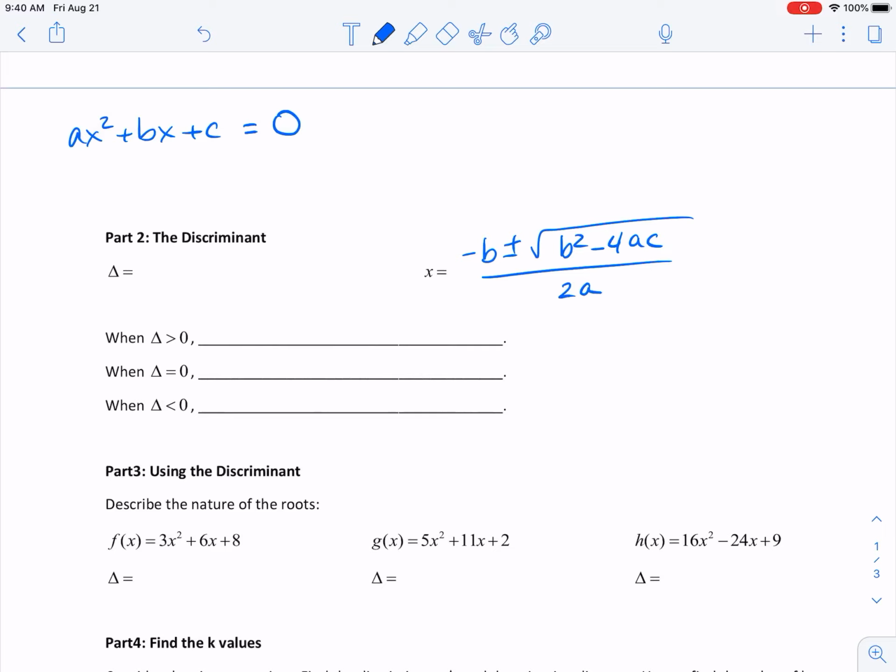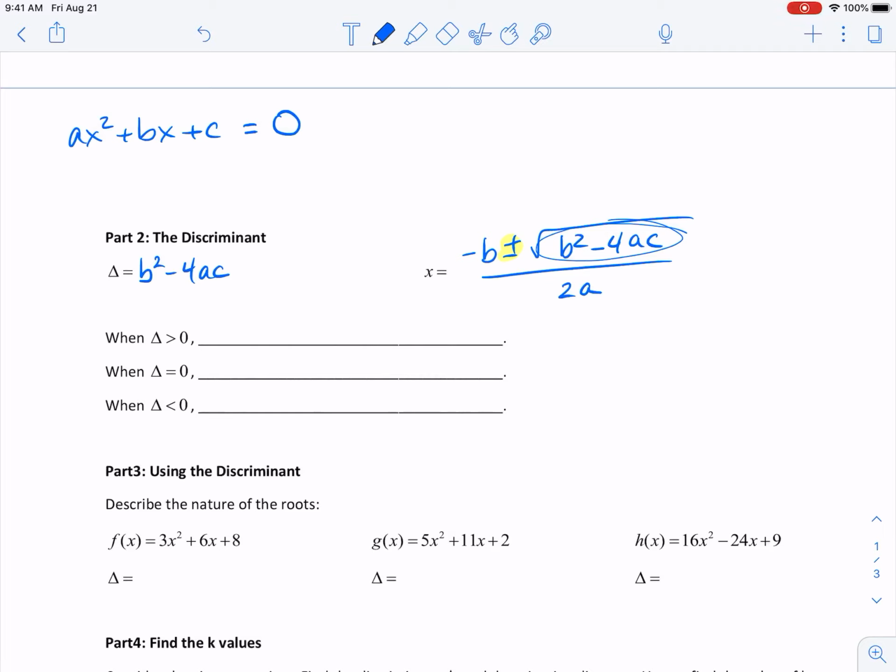So in this formula, we have this plus or minus, so it's possible to get two answers. We could have negative b plus that square root sign or negative b minus that square root sign. What we've done is we've called that part the discriminant, and they like to use that triangle, which is the Greek letter delta. So this b squared minus 4ac is the discriminant, the part that's under the radical, because the square root of this is what you'd be adding or subtracting.